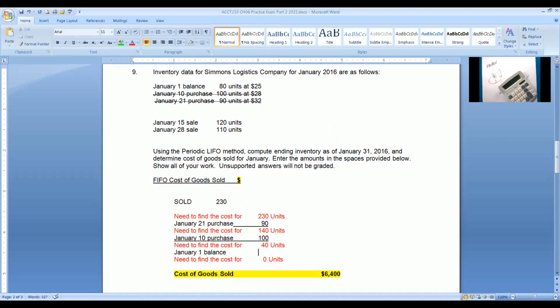We don't need all 80. We only need 40 of them. So here we don't have 80 units. We sold 40 units. Which leaves us with an unfortunate 40 units at $25 each. So this is the ending inventory.